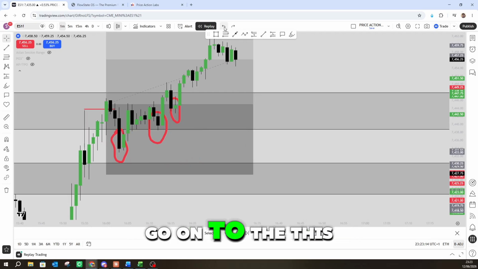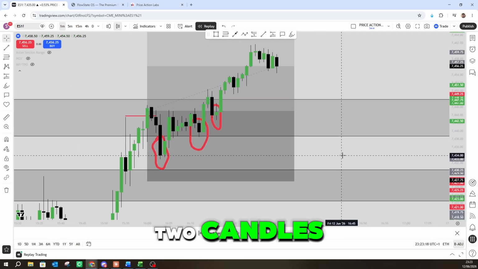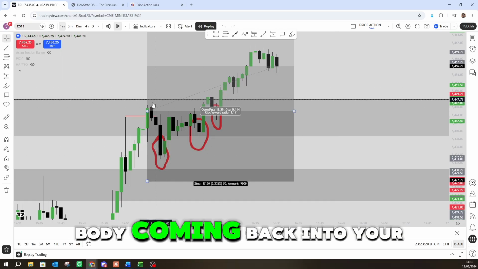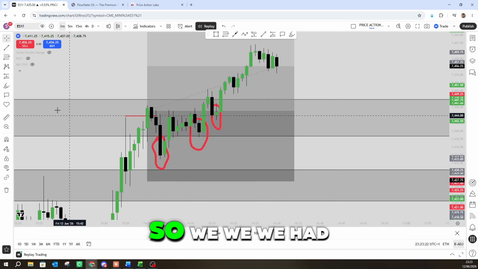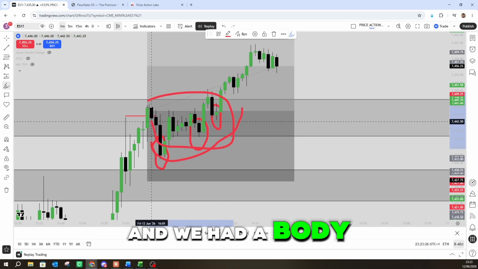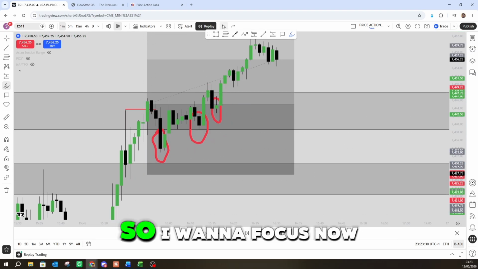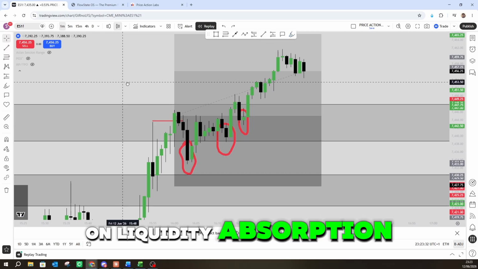So this is now the optimal retest: more than two candles, and you want to see a body coming back into your zone, right? So we had that. We had obviously more than two candles, and we had a body coming back into the zone. Okay, even here we had the bodies coming back into the zone. So I want to focus now on liquidity absorption.